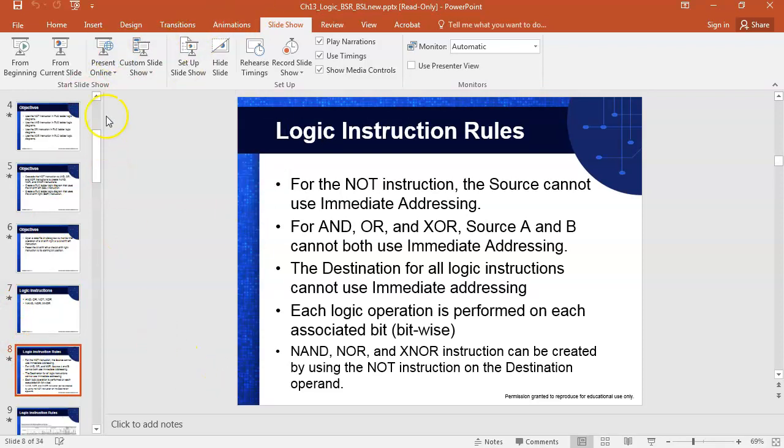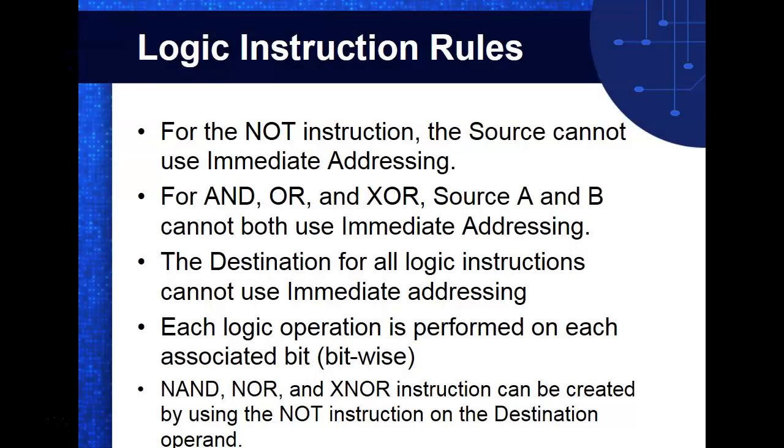Logic instruction rules. For NOT instructions, the source cannot use immediate address. Because if you inverted the same number all the time, you would do what? You just use that number. For ANDs, ORs, and exclusive ORs, source A and source B cannot both use immediate address. And these are the same rules that we have for our math instructions, right?